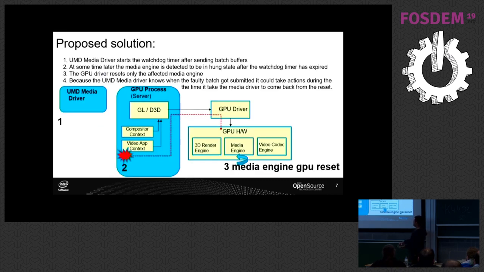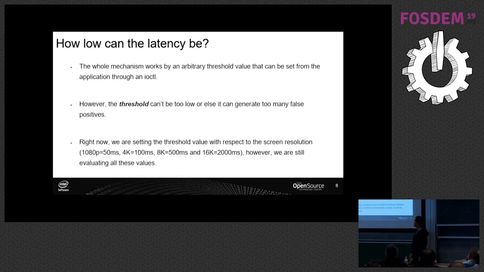So again, going back to the Chrome OS solution, GPU process, the media driver, the video application crashed. Now, instead of resetting the whole thing, we just reset the media engine because we're setting the threshold to a very small value compared to the default value from the graphics driver. Then we can come back from that reset fairly quickly. We're talking about milliseconds instead of seconds, which was the default value before this implementation.